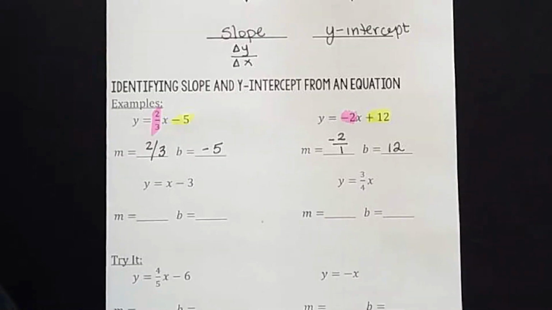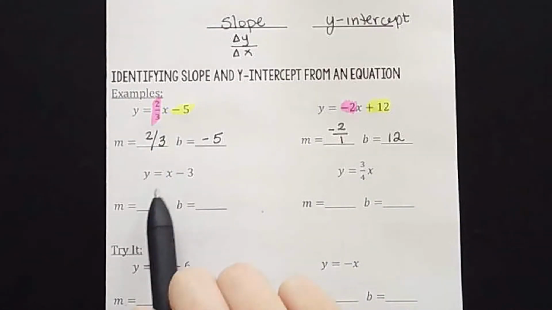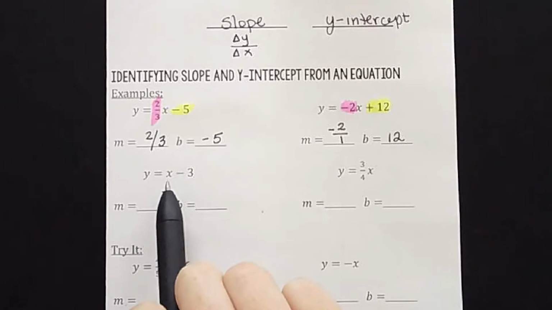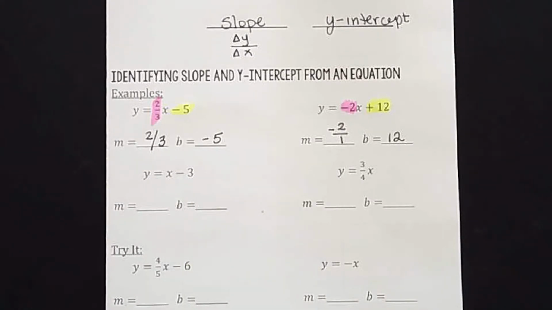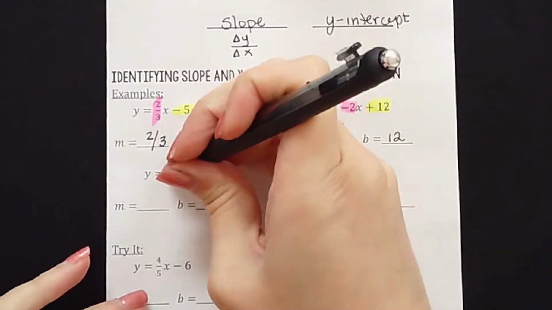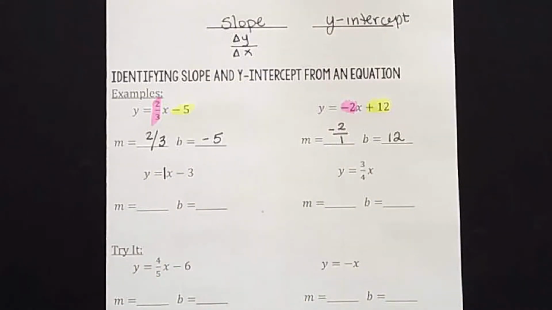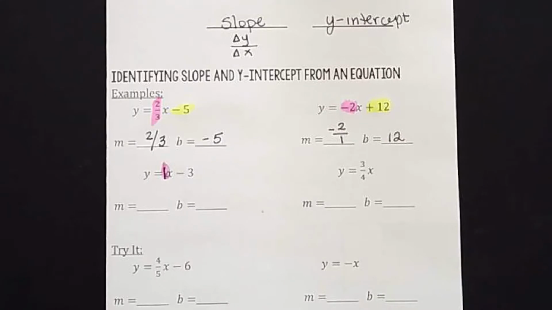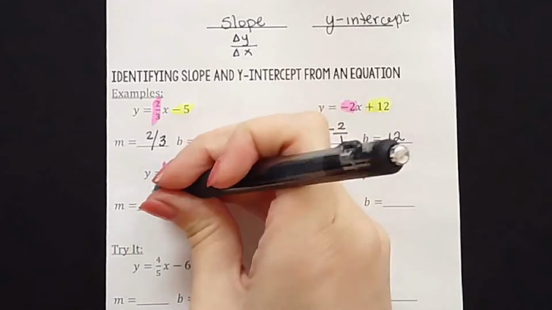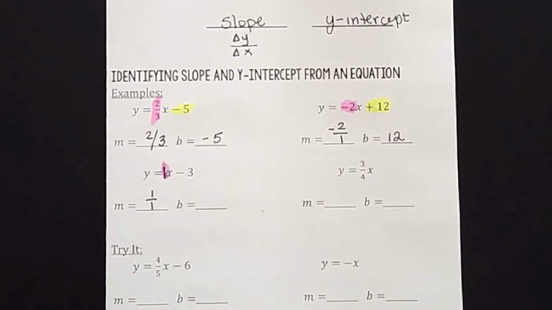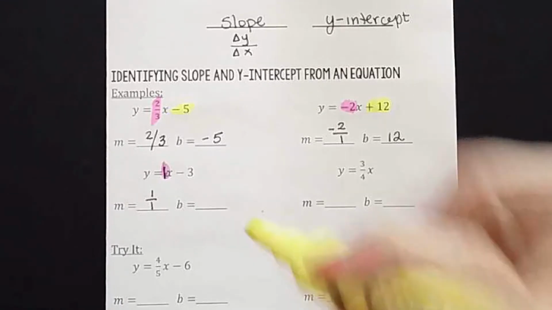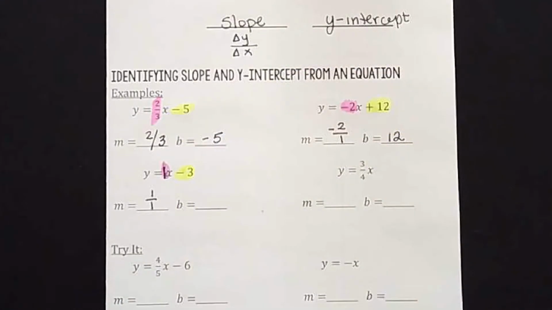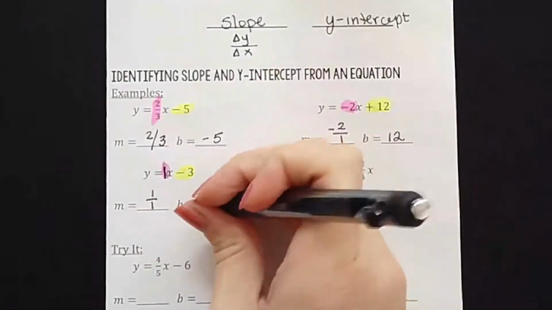Sometimes things get a little weird. In this third example, it looks like x does not have a coefficient. But I know that means there is an invisible 1 hanging out there. So my slope for this one is +1. So as a fraction, that would be 1/1. And my y-intercept, or the constant, is -3.